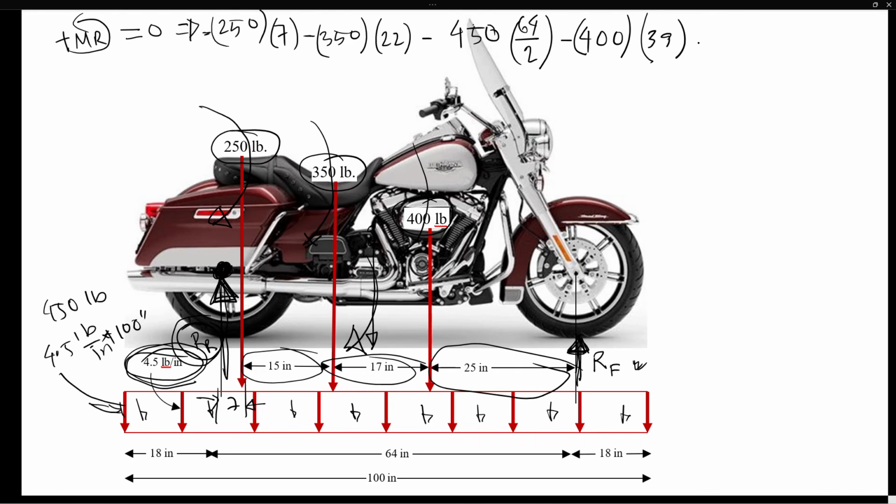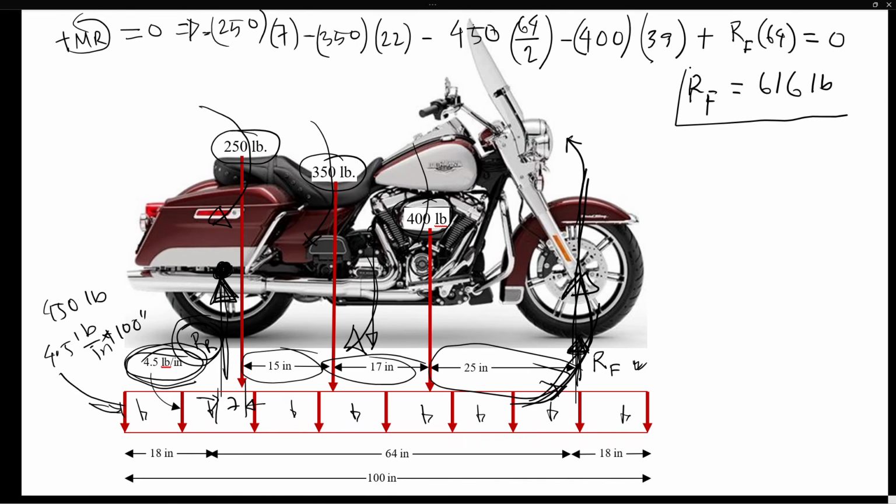And then we also have the front wheel loading, which will cause the front wheel reaction force, which will try to rotate this motorcycle with respect to the rear wheel counterclockwise. So it will push here. So it's going to do a counterclockwise moment, which is positive. So front wheel reaction times the 64 inches away from the rear wheel, everything sums to 0. If you solve for the front wheel reaction force, I've calculated 616 pounds for the front wheel.